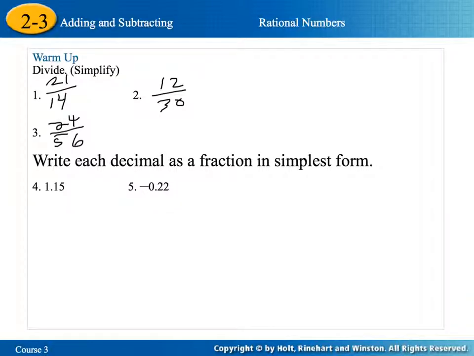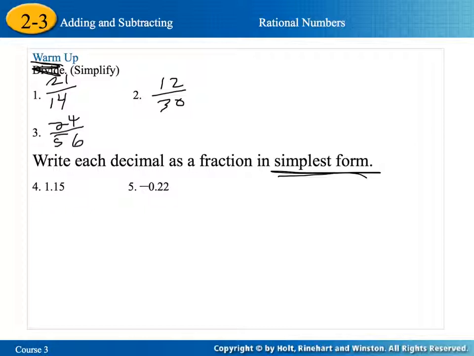So very first thing, please simplify. Don't divide. Simplify these first few problems. Just simplify 21 14ths, 12 30ths, and 24 56ths, and then write the fraction in simplest form for these next two, for 4 and 5. So pause now, give these 5 a shot.